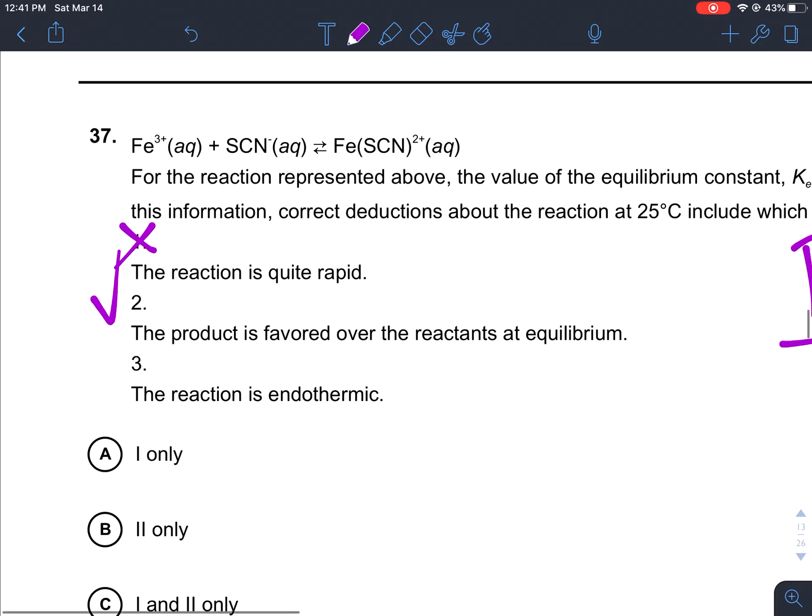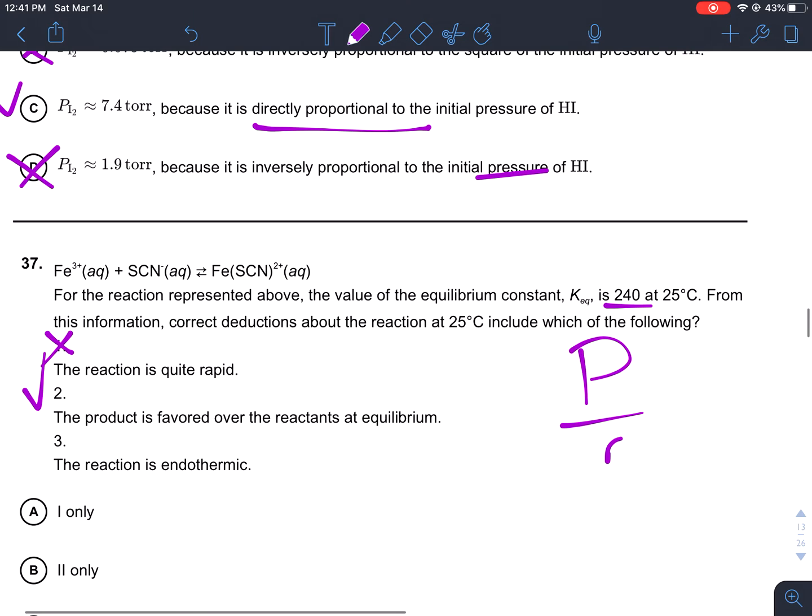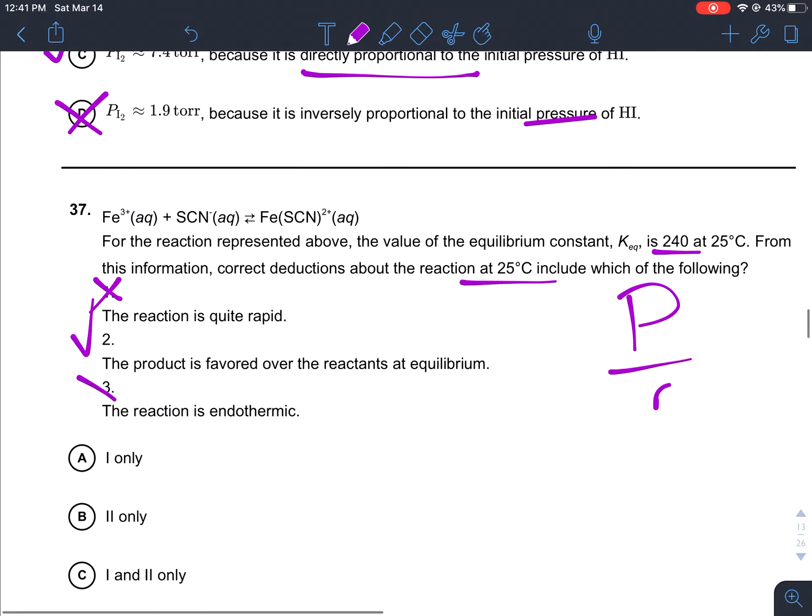The reaction is endothermic. Do we know if this reaction is endothermic? Does it say anything about the heat? No, the heat never changed. So we don't know this either. So the answer is B, 2 only.